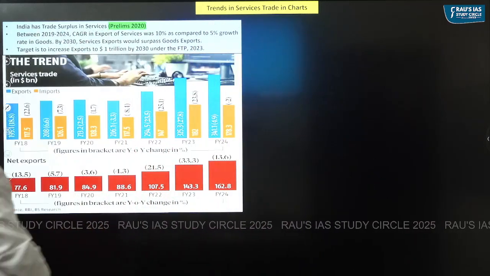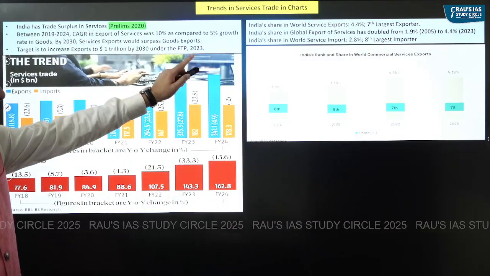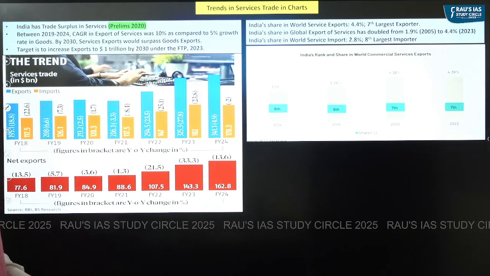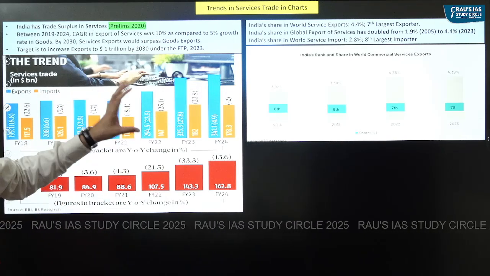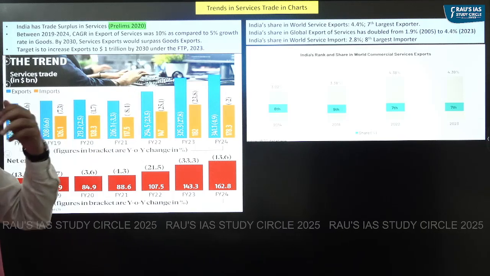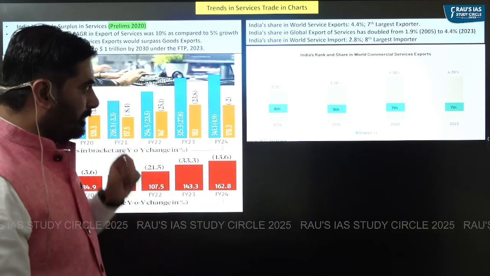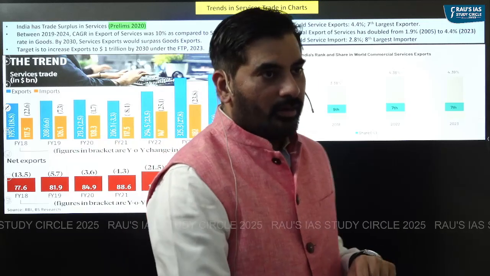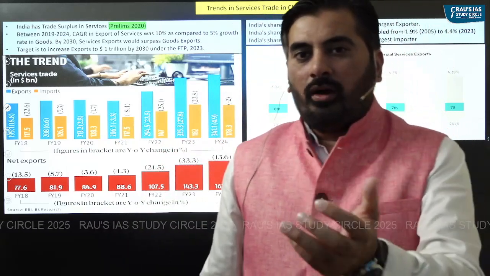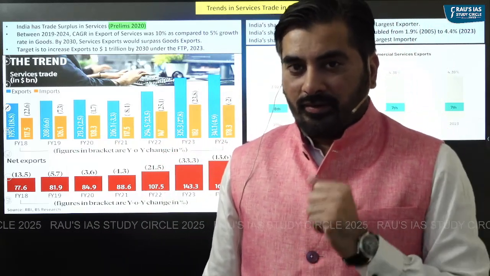Apart from that, I've also highlighted India's share in the world services exports has increased from 3.202% to 4.39%, and India presently stands at 7th place. What are the top items of export of services from India?